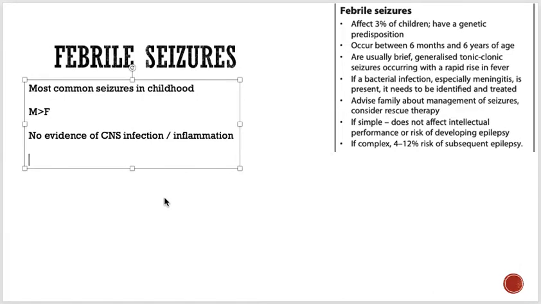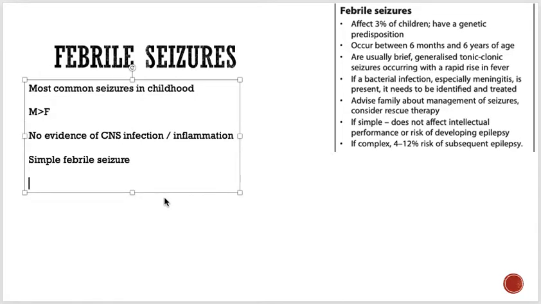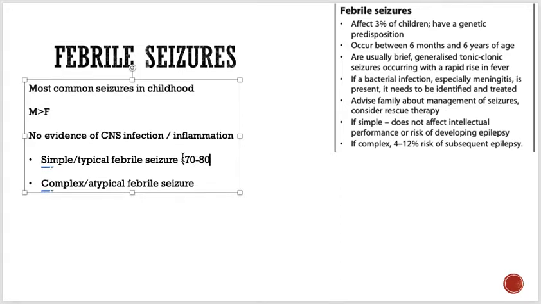We divide febrile seizures into simple febrile seizure as well as complex febrile seizure. Whenever they have a seizure, we classify it as either simple or complex. Simple, by the way, is also called typical, and complex is also called atypical. The simple one is more common, around 70 to 80% of the time, and the complex one is around 20 to 30% of the time, okay.